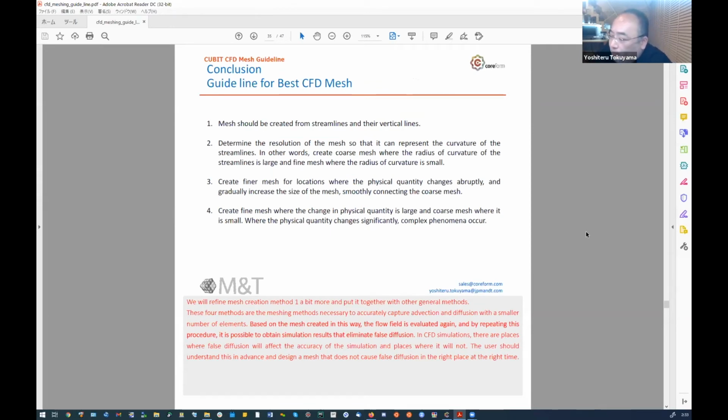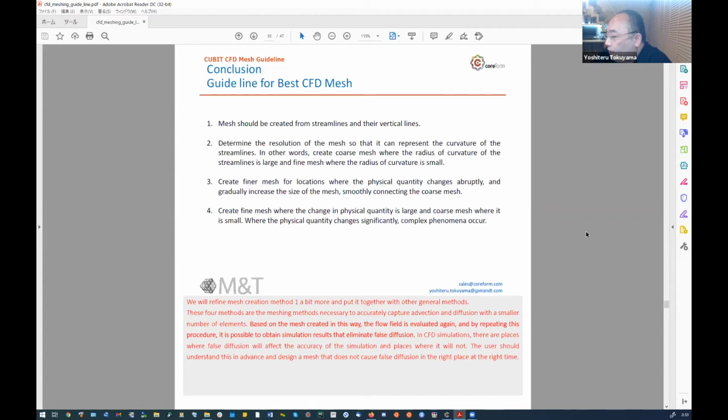We will refine mesh creation method one a bit more and put it together with other general methods. These four methods are the meshing methods necessary to accurately capture advection and diffusion with a small number of elements. Based on the mesh created in this way, the flow field is evaluated again, and by repeating this procedure, it is possible to obtain simulation results that eliminate false diffusion.